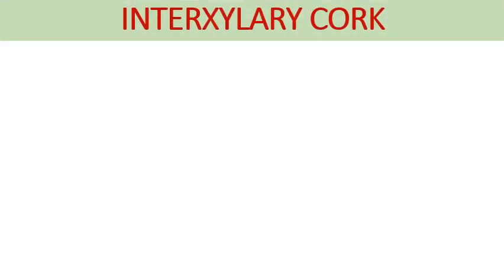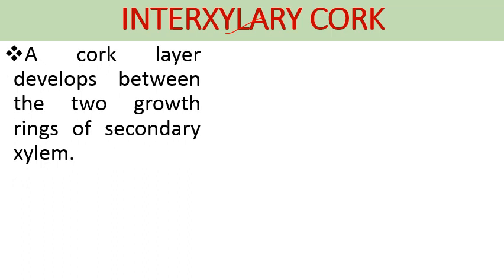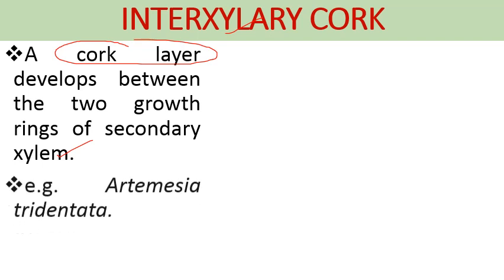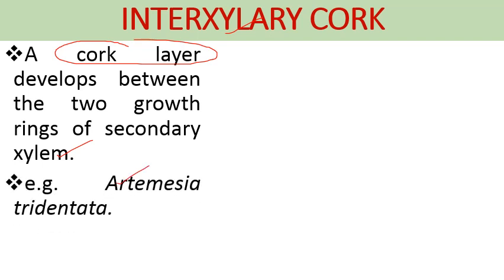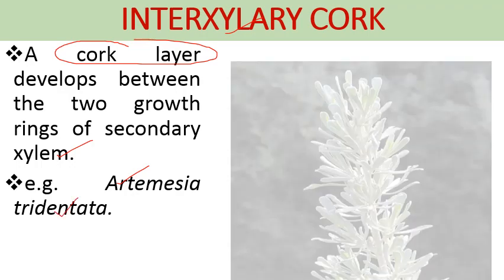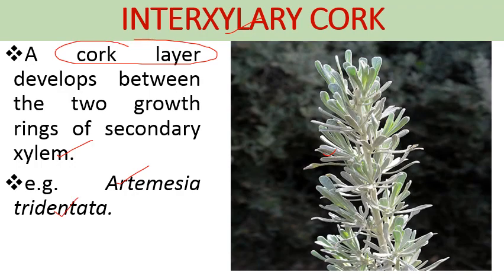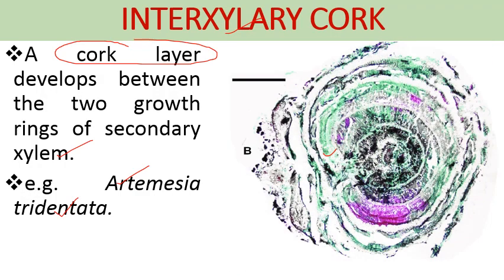Next comes interxylary cork. A cork layer develops between the two growth rings of secondary xylem, which is another reason for anomalous secondary growth. तो जो दो rings हैं, growth rings हैं, उनके बीच में cork की layer develop होती है. For example, we have plants like Artemisia tridentata. So ये है plant Artemisia tridentata का. इसमें जो interxylary portion है, दो annual rings हैं, उनके बीच में cork की layer बनती है. And this is again an anomalous secondary growth.